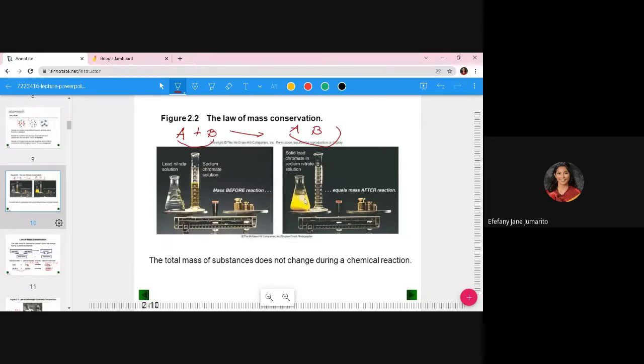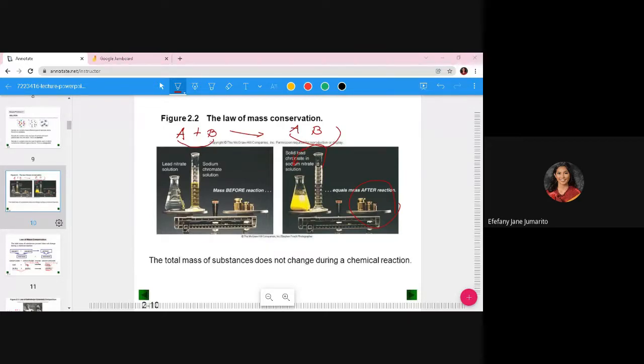When we mix the sodium chromate solution into the lead nitrate, the mass is still the same. Though it has transformed into another product or another form, the mass is being conserved. So that is the law of mass conservation.